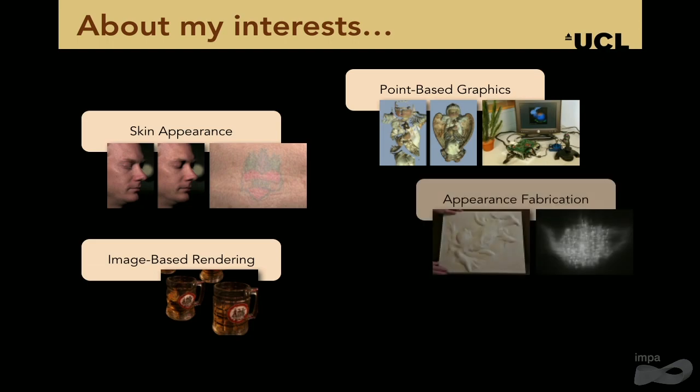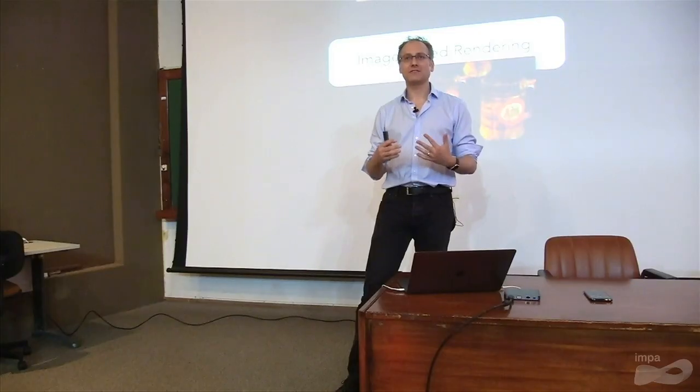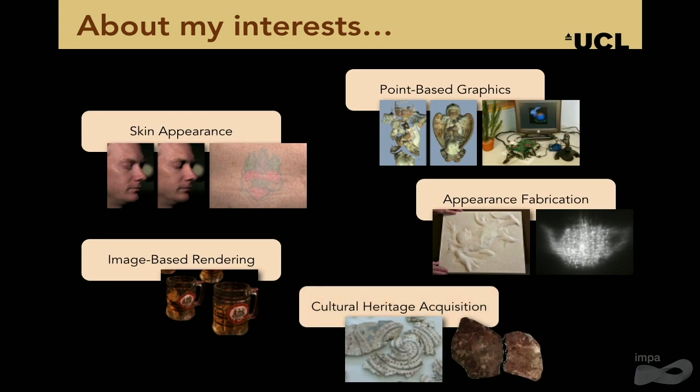I worked on image-based rendering, and appearance fabrication, which is a field where you try to create physical objects that have certain visual properties and interact with light following a digital description. So in a sense, it's the inverse of what I just said, finding digital models for real-world reflection. And last but not least, I work a lot in cultural heritage acquisition.